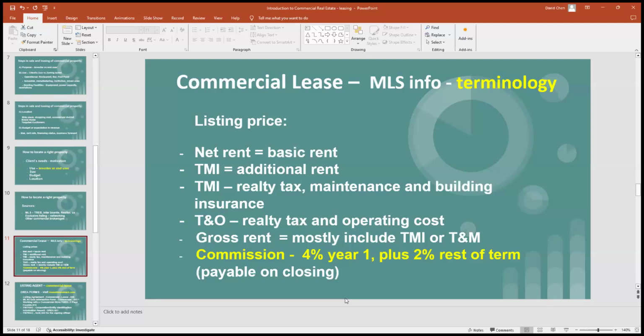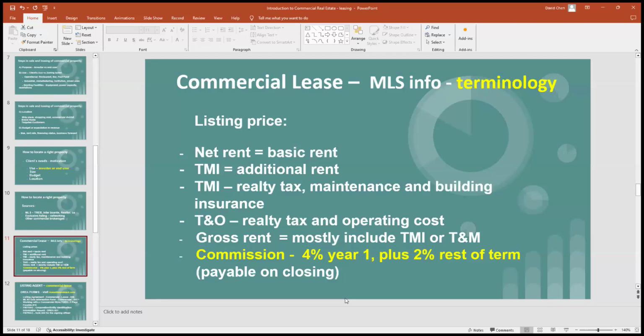In some other cases, you will see gross rent. Some people get confused about gross rent. Mostly gross rent will include TMI, or they include the T and M, or sometimes T and O. When they say T and M, that means management, maintenance, including building insurance, right? Sometimes they say T and M, the management office looking after it, so it's gross rent.